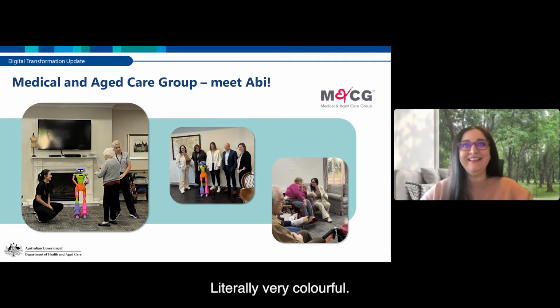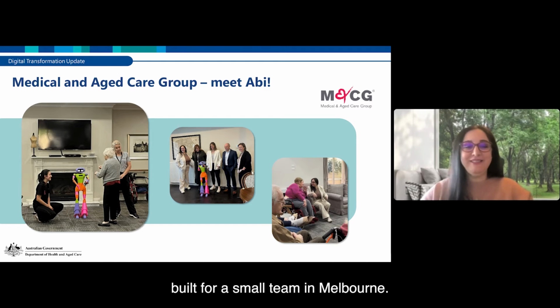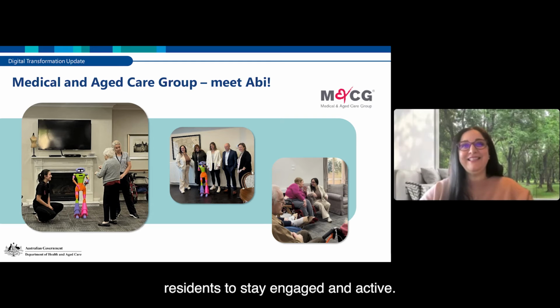as you can see there, literally very colourful. For those tech people, Abby was 3D printed and built by a small team in Melbourne, very innovative. Abby is AI driven. She's, I suppose, gender neutral. So Abby is an aged care companion robot, helping residents to stay engaged and active.